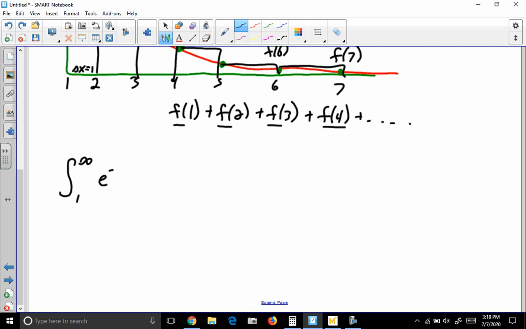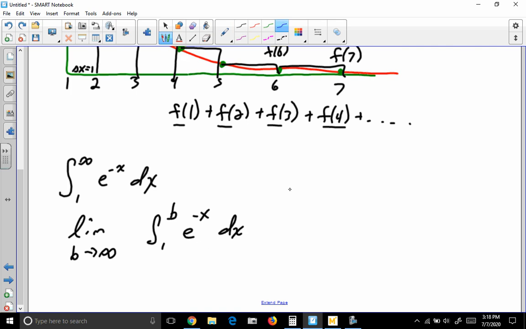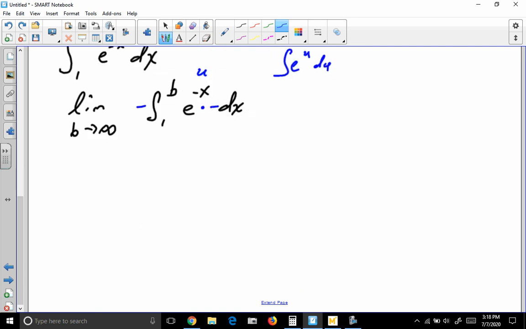So let's take the integral and see what we get. Since it's an improper integral, we're going to rewrite this as the limit as b goes to infinity of the integral from 1 to b of e to the negative x dx. So this looks like an e to the u du. If u is negative x, du would be negative 1 dx. So put a negative there and a negative there.